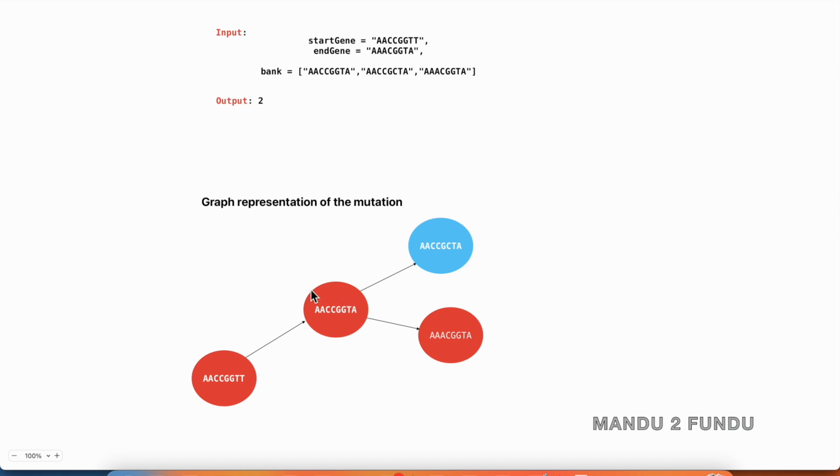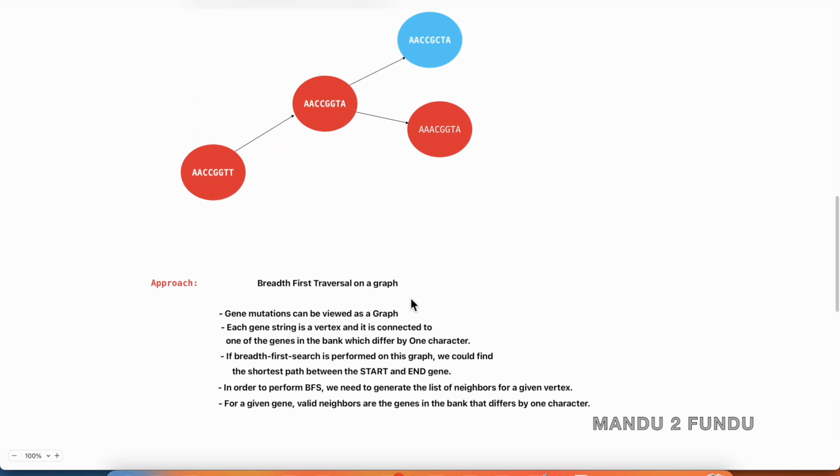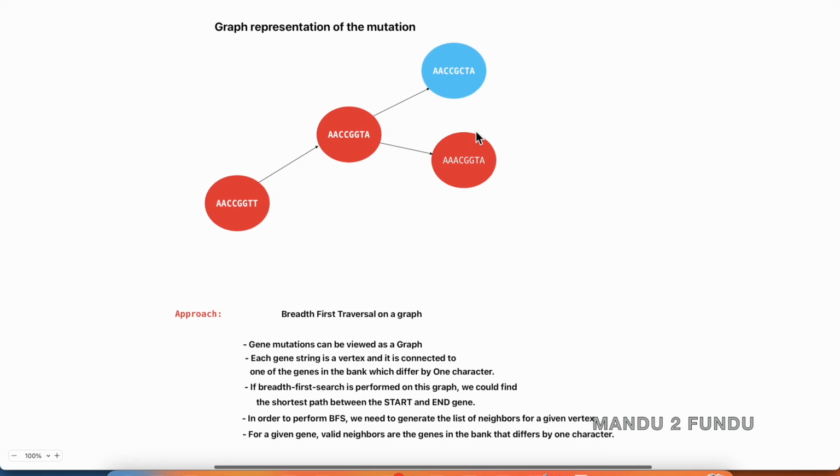So how do we find the minimum number of mutations? If we perform a breadth first traversal on this graph, we can get the minimum number of edges that takes us from the starting gene to the ending gene. So that's what I listed here. This can be viewed as a graph, where each gene string is a vertex, and the valid neighbors are the genes which differ by only one character. And if we perform the breadth first search, we can get it.